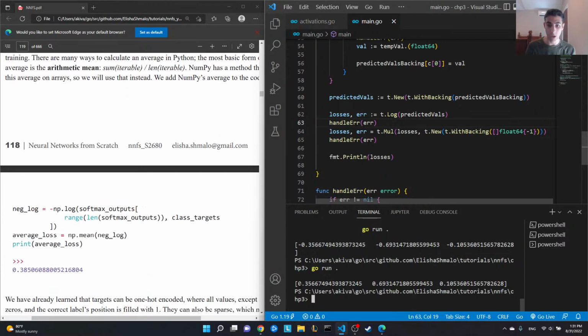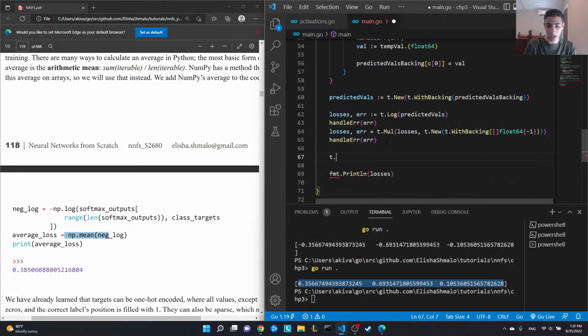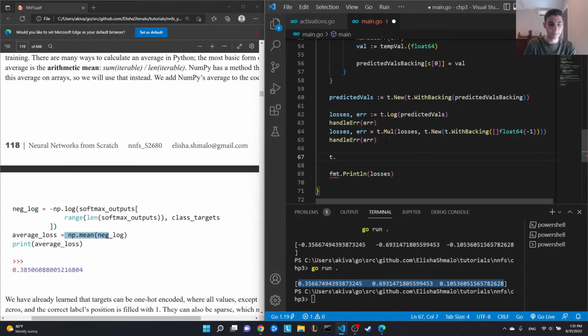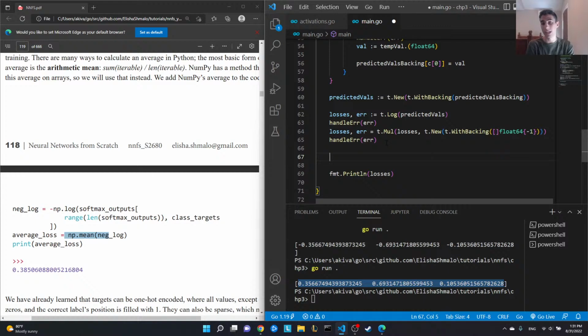We want to get the average loss. What's the average of these things? So we can figure that out. The best way to just get an average, well, he has a function that could do it. I don't think that we have a function that could do it. Let's see. t.Mean. No. t.Average. t.GeometricMean. No. So I don't think that we have a function to do this. So we're going to have to do this by ourselves, which is fine.